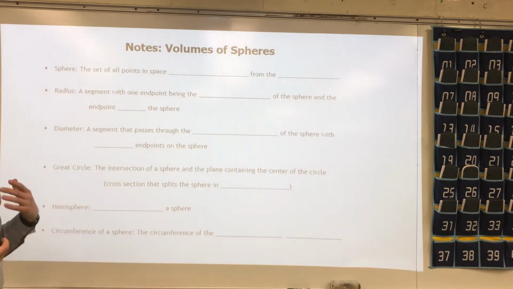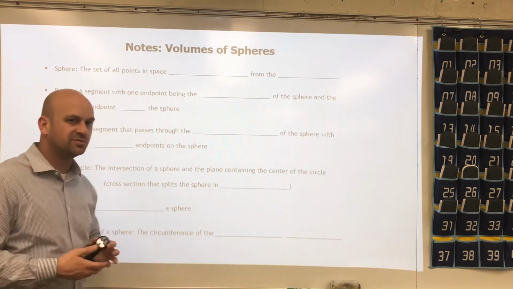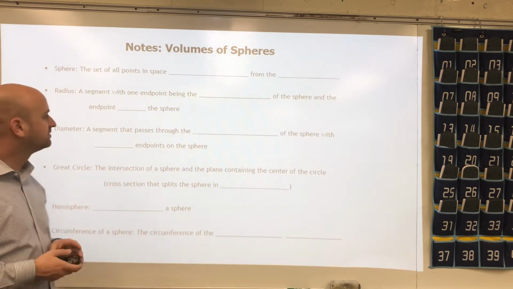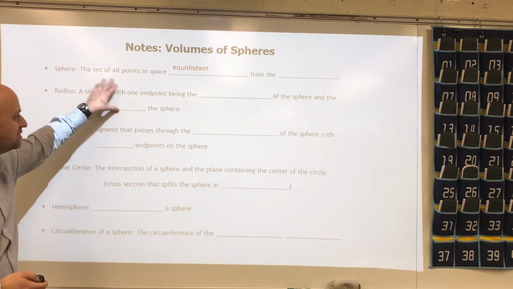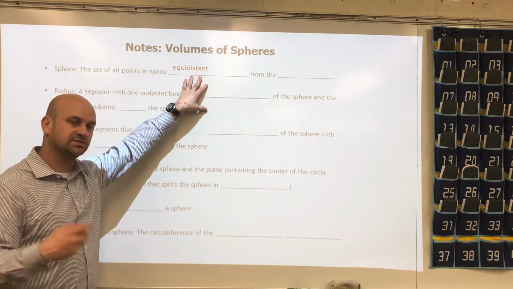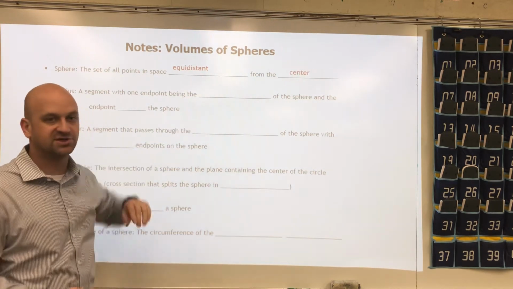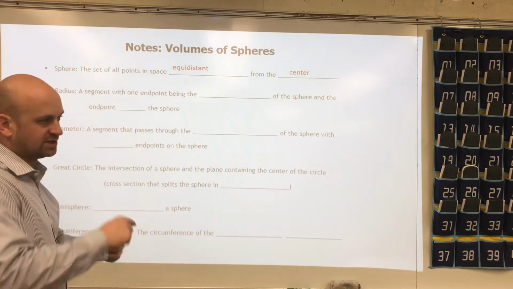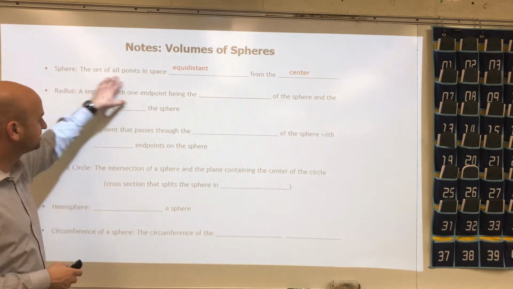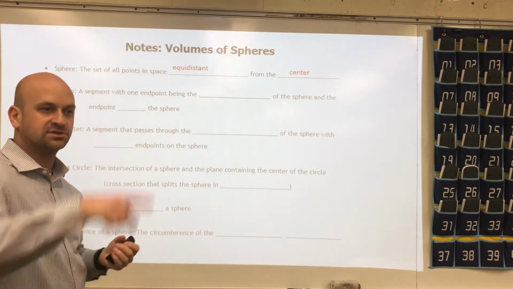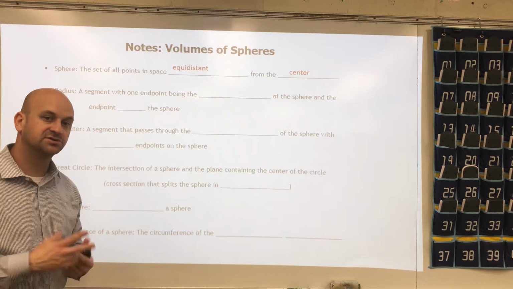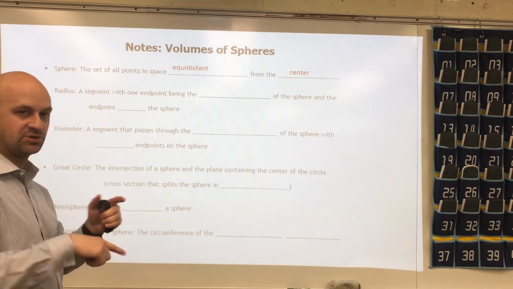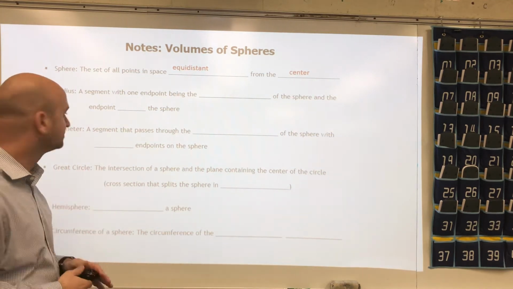All right, so a couple things. By definition, a sphere, we might call it a ball, but in geometry and math, the official definition is the set of all points in space equidistant, meaning the same distance, from the center of that shape. In two dimensions, this would be called the radius, where the circle is the same distance from the center two-dimensionally. In a sphere, it's not only two-dimensionally, but also three-dimensionally.